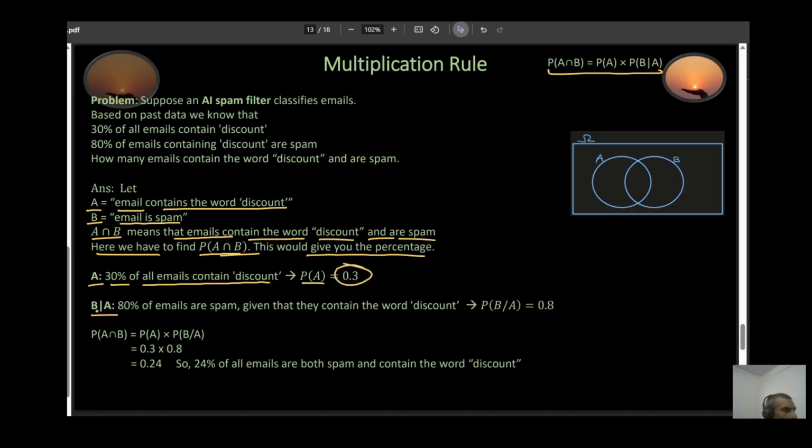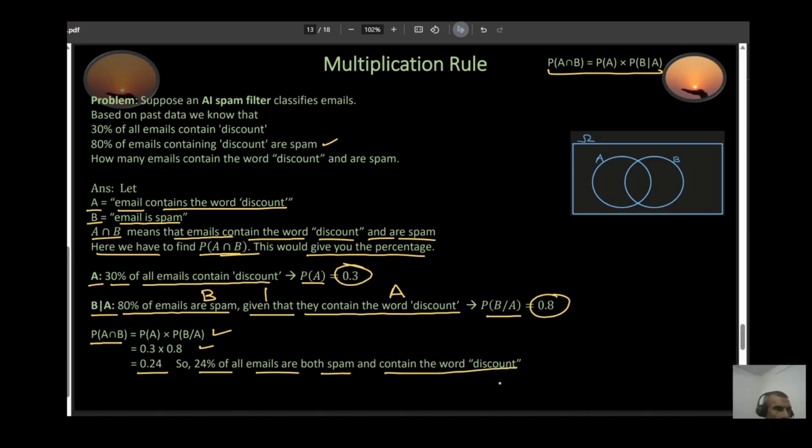This one means B given that A. In other words, 80% of emails are spam. So this is my B right here, given that, this is my vertical line, they contain the word discount in it. This is my A right here. So the probability of B given that A is 0.8, 80%. That's given to you too right here. Now we can substitute our values into the formula for the probability of A and B. Substituting your values, you will get the answer as 0.24. So 24% of all emails are both spam and contain the word discount in it.